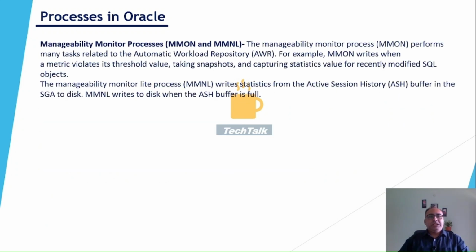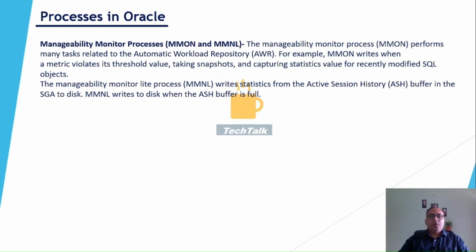Now we have the manageability monitor processes, under which two important processes are there, MMON and MMNL. MMON performs many tasks related to the Automatic Workload Repository, which is AWR. For example, MMON writes when a metric violates its threshold value, takes snapshots, and captures statistics values for recently modified SQL. This is the primary objective of this process.